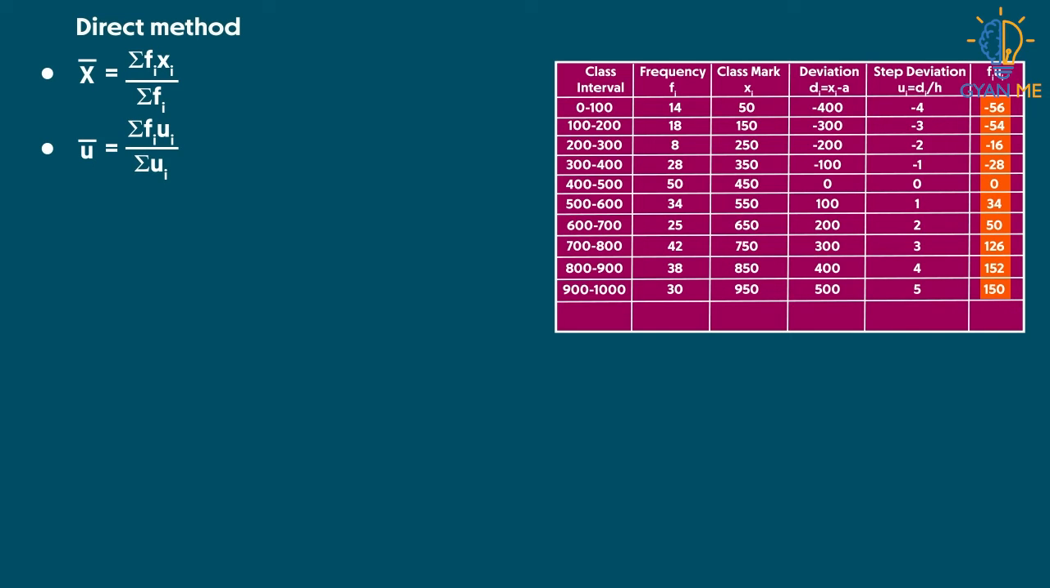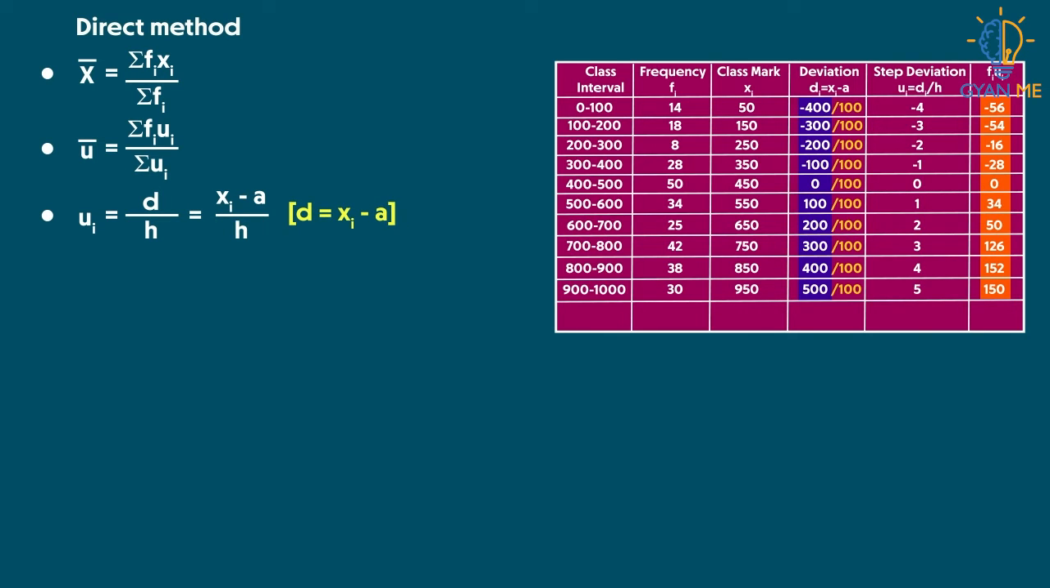But students, we know that ui is nothing but deviations divided by h. That is, when we divided our deviations by h units, that is 20, which is also xi minus a upon h, since d is xi minus a. So substitute this value in the above equation. We get u bar equal to sigma fi into bracket xi minus a upon h whole upon sigma fi.